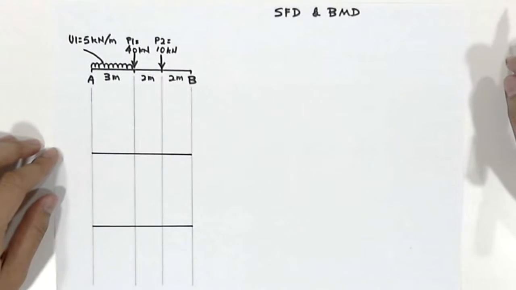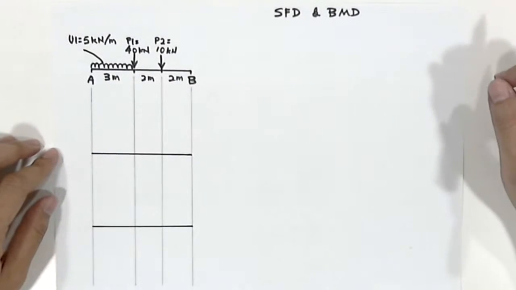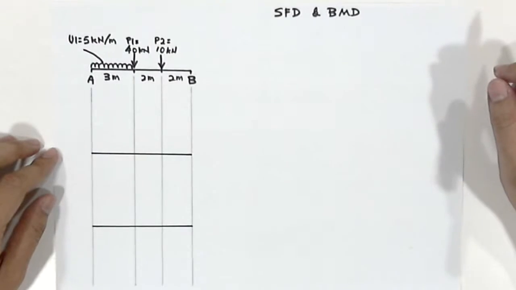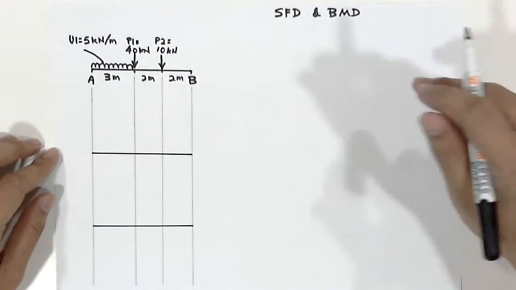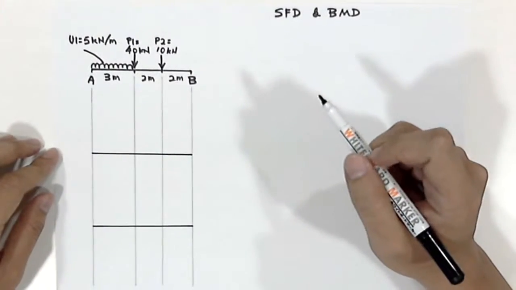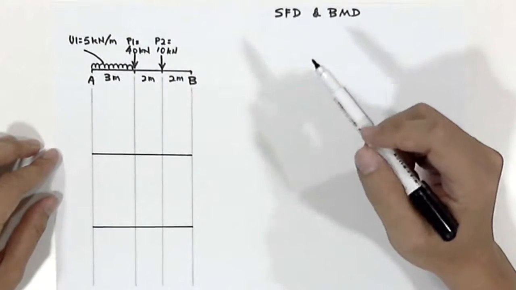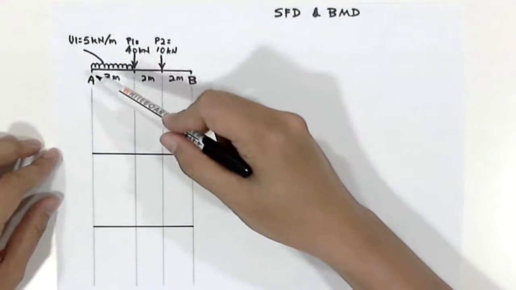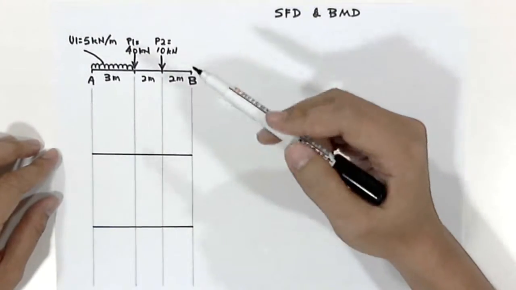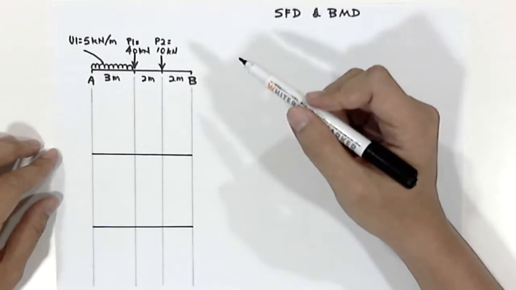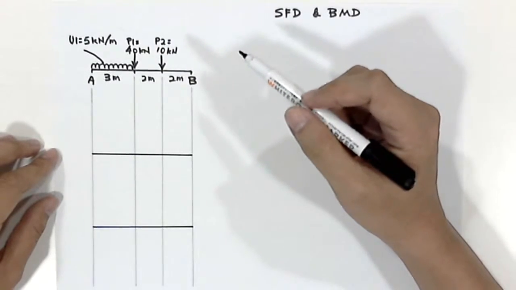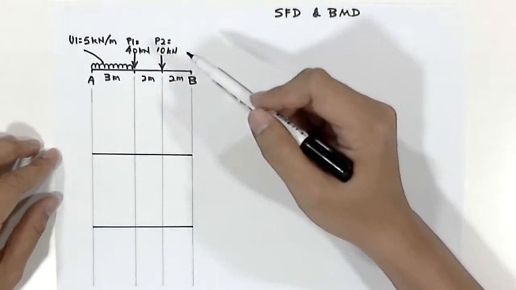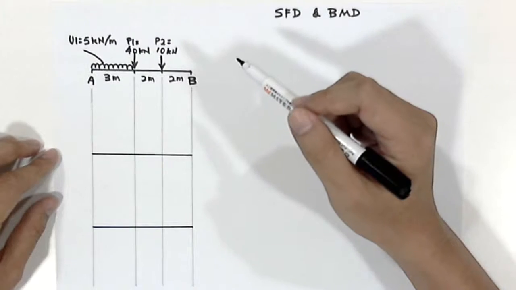Good day, class. Today I'm going to show you how to draw a shear force diagram and bending moment diagram for a beam. So we have a simply supported beam, point A and point B, with a span of 7 meters, and on this beam it has 3 loads.